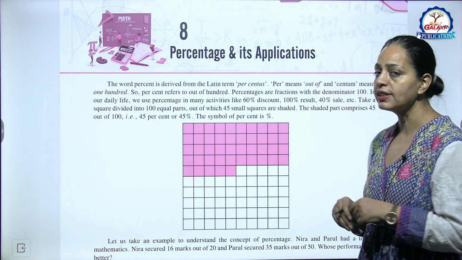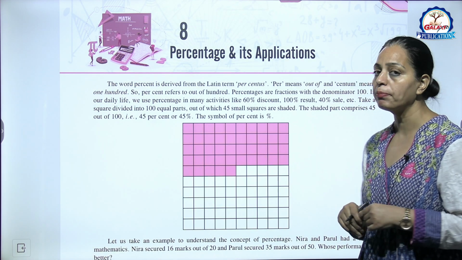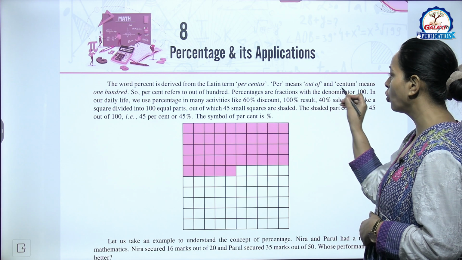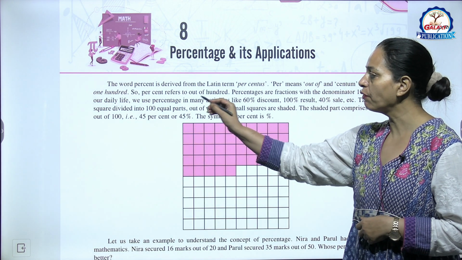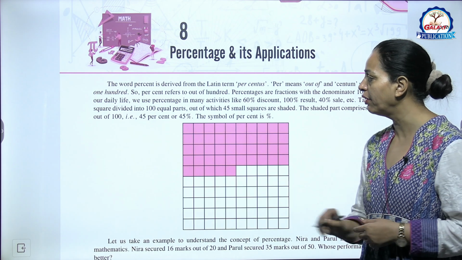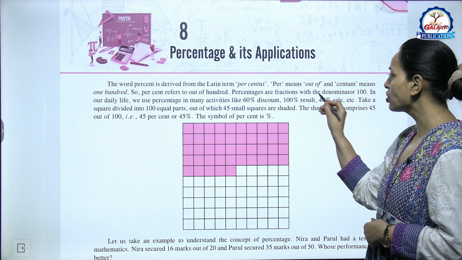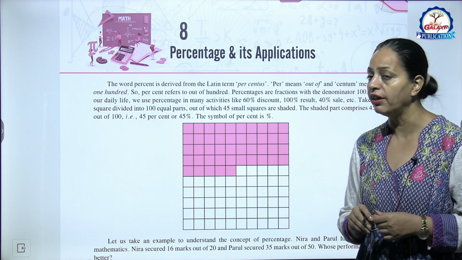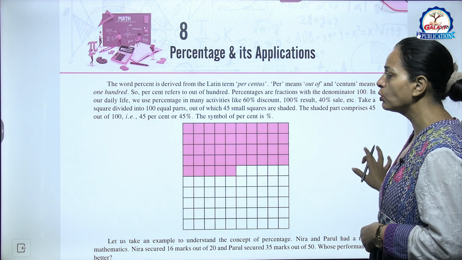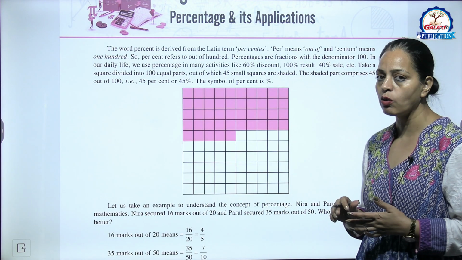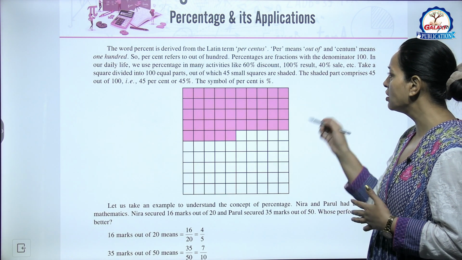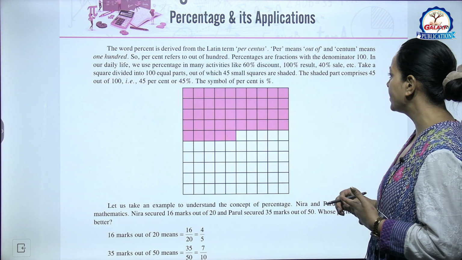The word percent is derived from the Latin term per centum. Per means out of and centum means 100. So percent refers to out of 100. Percentages are fractions with the denominator 100. In our daily life, we use percentage in many activities like 60% discount, 100% result, 40% sale, etc.